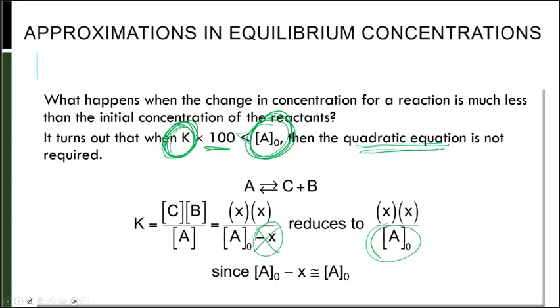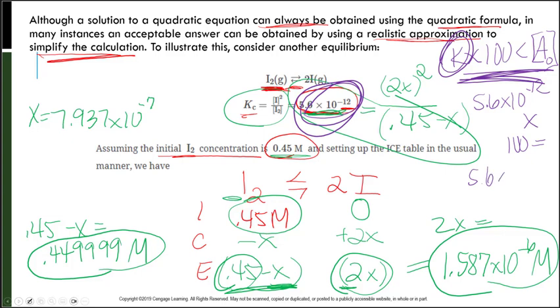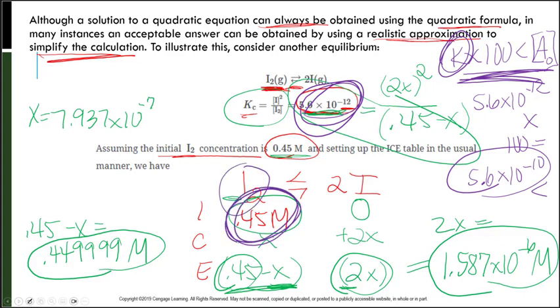Let's go back and look at the one that we just did. Up here, if I take my K value, which is 5.6 times 10 to the negative 12, and multiply it by 100, I actually get 5.6 times 10 to the negative 10. Is this value less than my original concentration? My original concentration was 0.45. This is way less than 0.45. 5.6 times 10 to the negative 10 would be 0 point, then 9 zeros, and then 56.